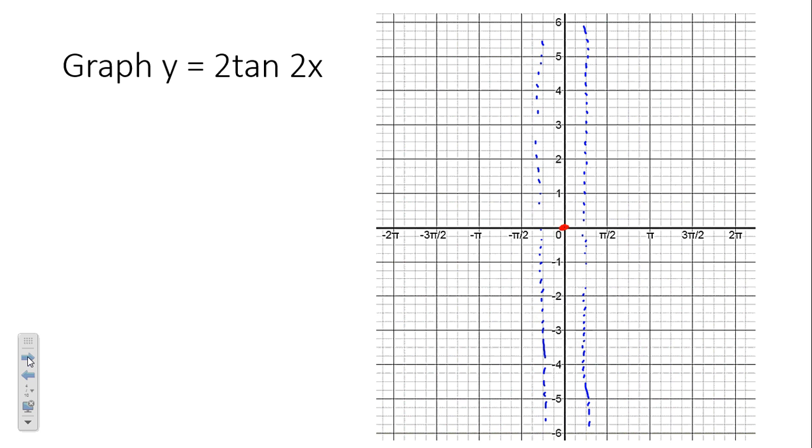Okay? So now it's going to do its thing, and it's going to do it faster. It is at pi over 4 because of this 2, correct? That changed the period. Anything that's multiplied by x changes the period. Exactly. Instead of having an asymptote at pi over 2, now we have an asymptote at pi over 4 and another one at negative pi over 4. So it's just happening twice as fast as if it wasn't busy enough already.